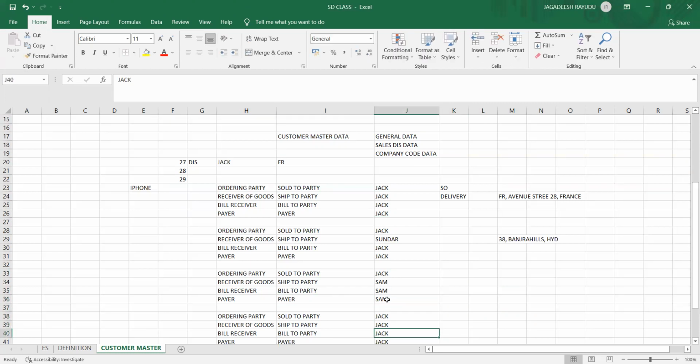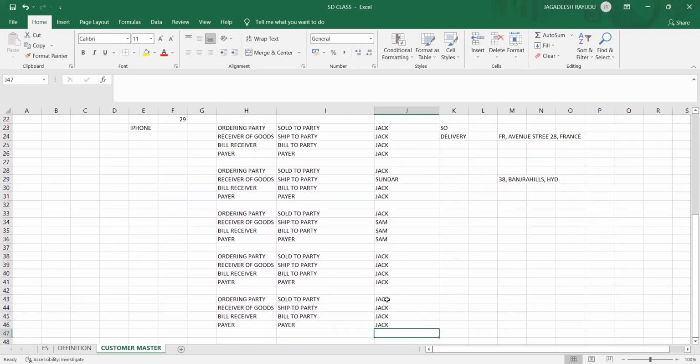Let's take another example. In this one, instead of Jack, King is ordering, who is sometimes his brother. King is receiving the goods, but the bill is sent to his brother Jack, who pays, and he is also the payer. Like that, different scenarios will come into the picture. I'll extend this example to make it more interesting.